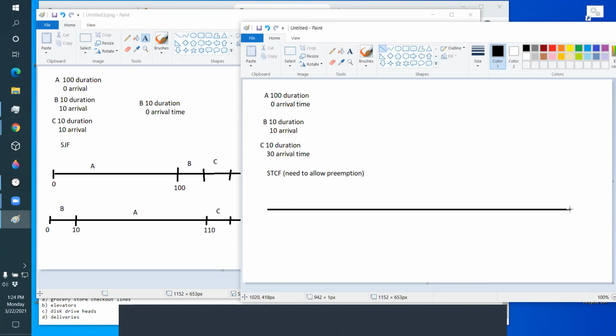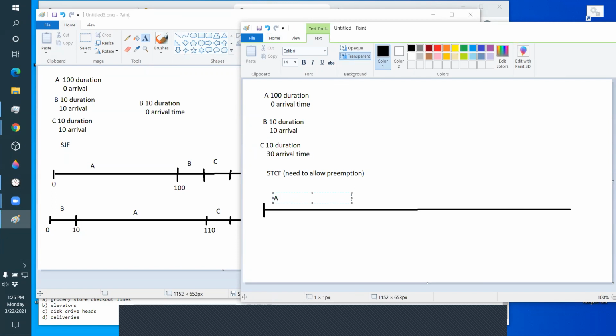The algorithm now is that you always schedule the job that has the least amount of work left to do. That's a little bit tricky to explain. The shortest time to completion first. So let's go through and see what would happen here. At time 0, we only have one job to schedule, so that's A. So we start running job A.